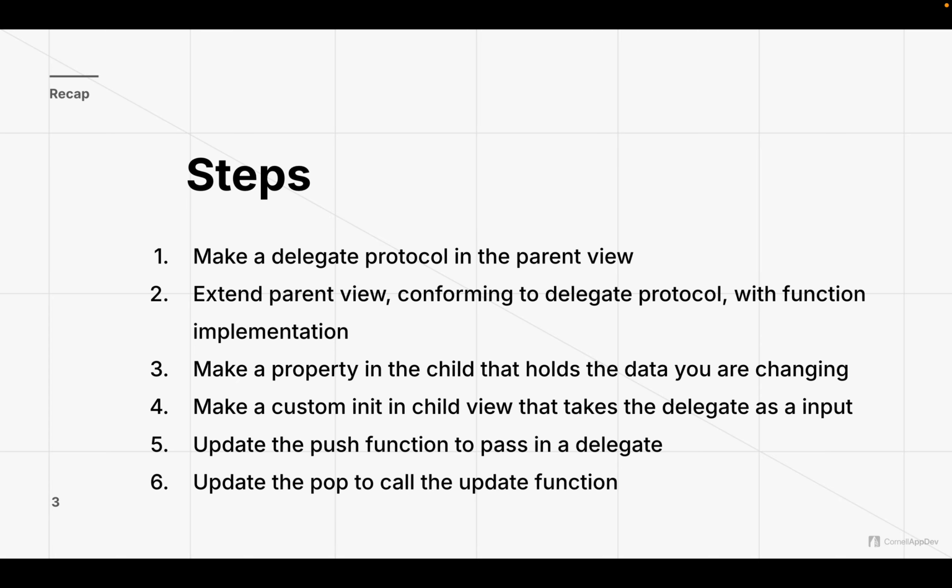And the next step is we want to make a property in the child view that holds the data you are changing, including the delegate. And then we want to make a custom init in the child view that takes the delegate as an input. And then we want to update the push and the pop functions.